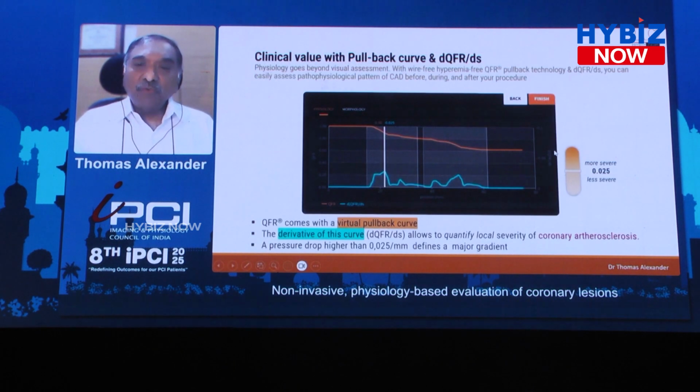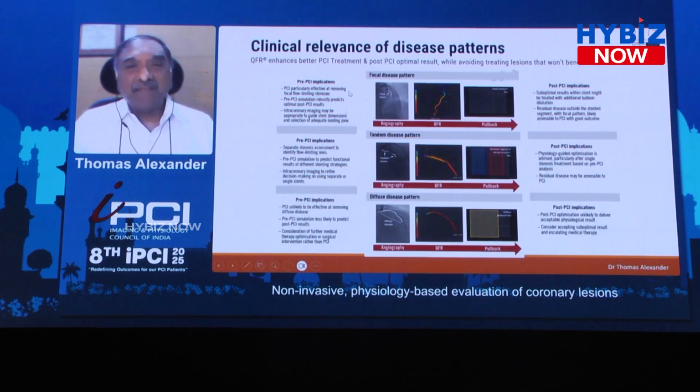So what you can get is the virtual pullback. Using a derivative of this curve, every time there is a 0.025 drop in pressure per millimeter, and this is 0.020, if it's more than 0.025, you can be sure that there is a significant lesion there. So you can do a virtual pullback, and using it, you can look at the pattern of disease.